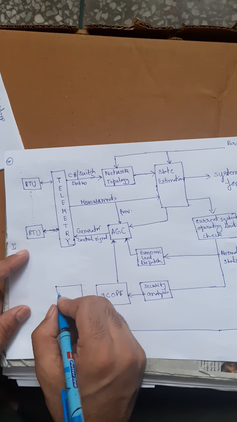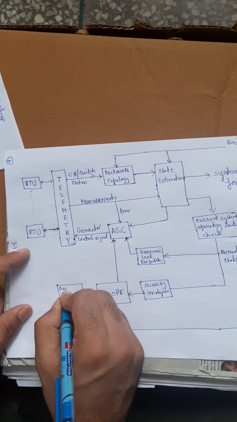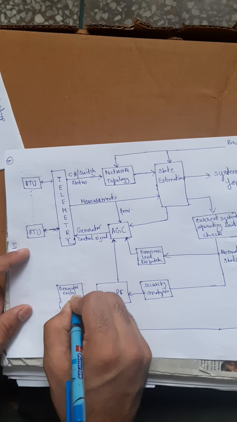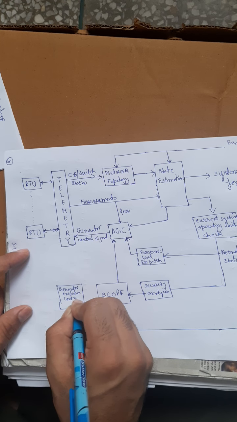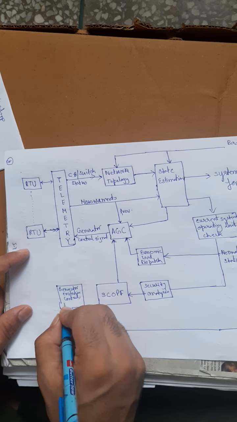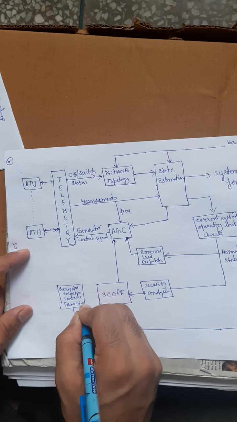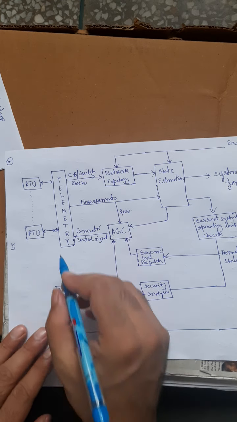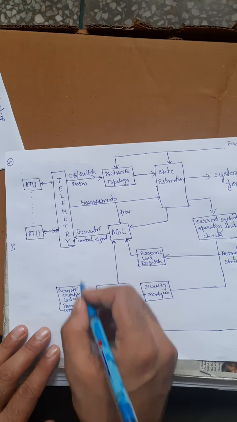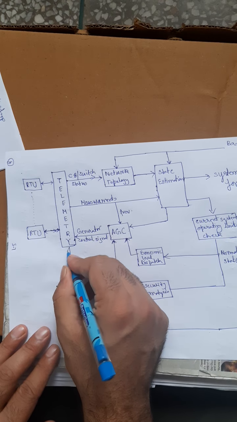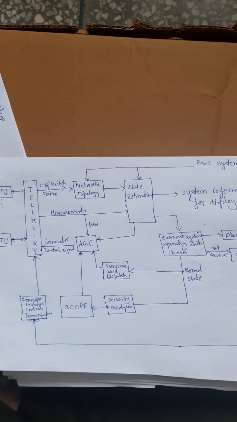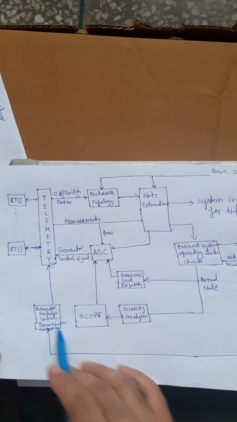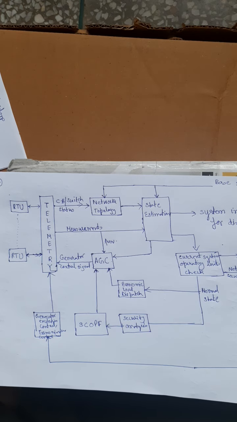And what does this control action mean? Here we go for generator excitation control if voltage limits are violated, or transmission control if line loadings are violated. This control signal will go to the generator through this telemetry. So this is the whole scheme.